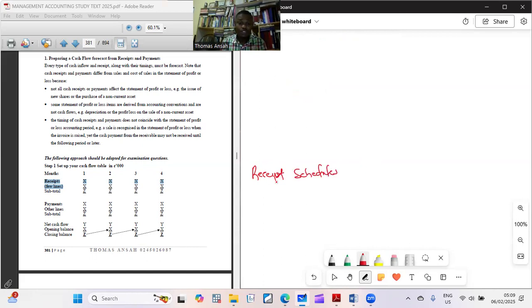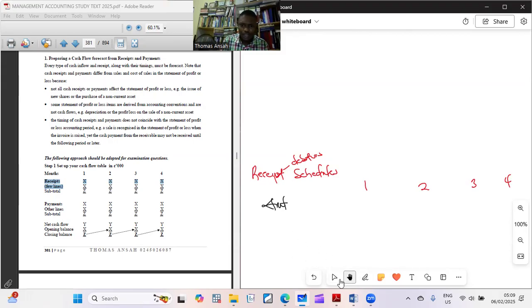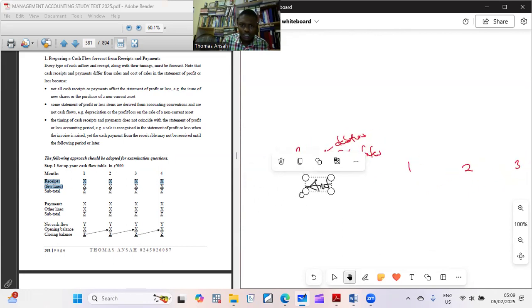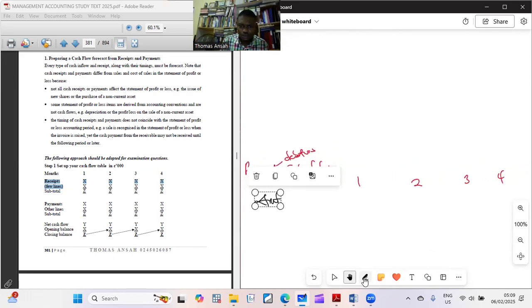All right, but this receipt schedule, don't forget, is from the debtors. We are talking about the receipts from debtors schedule. So if you have something like month 1, month 2, month 3, month 4, the issues here are: check the amount, and also check the timing. It's very, very important. Amount and timing. Check the amount, check the timing. All right, so take note of that.